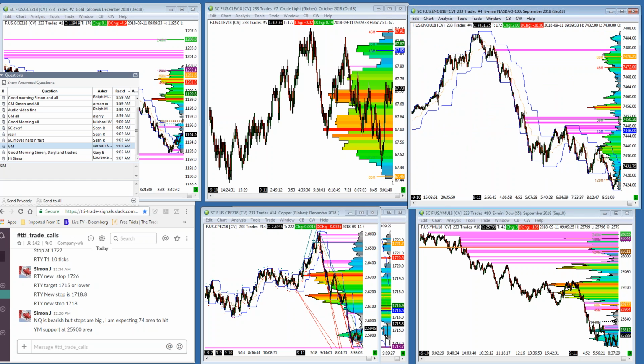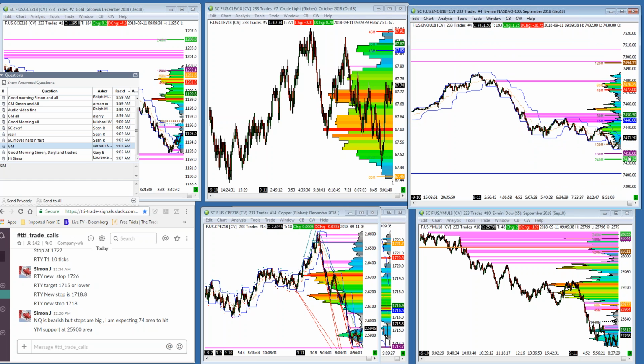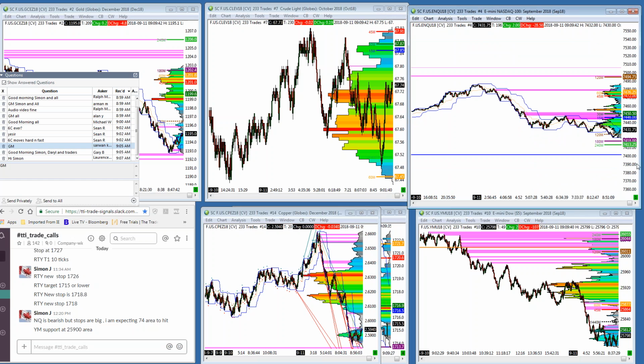I don't have any idea about the next levels, but I can see that there's a chance for the Nasdaq to come lower to 7,400, maybe even lower.